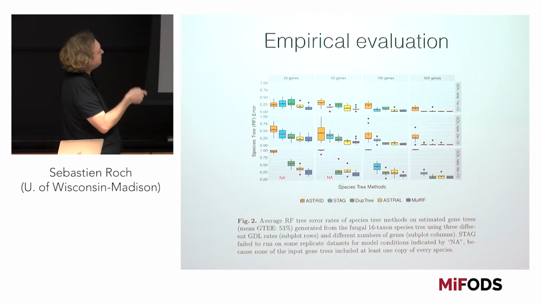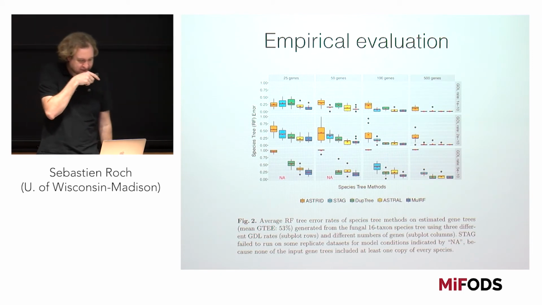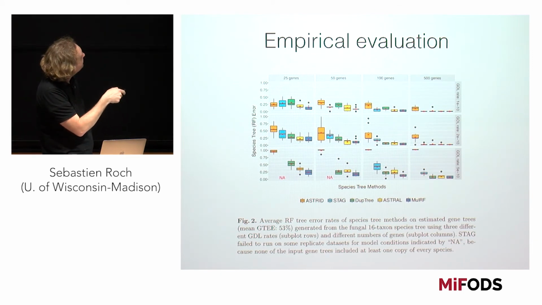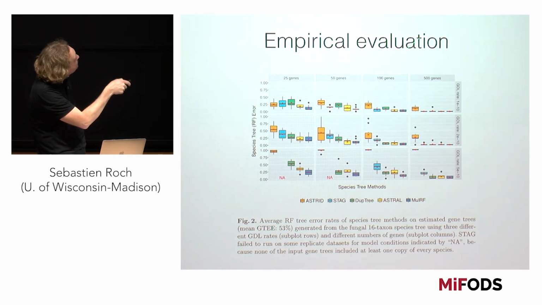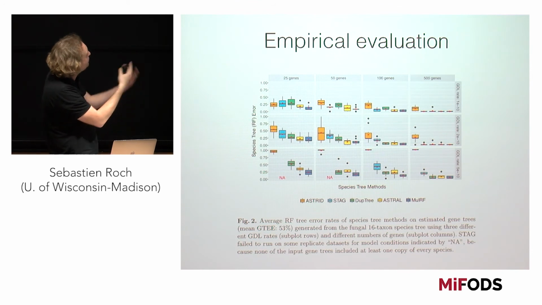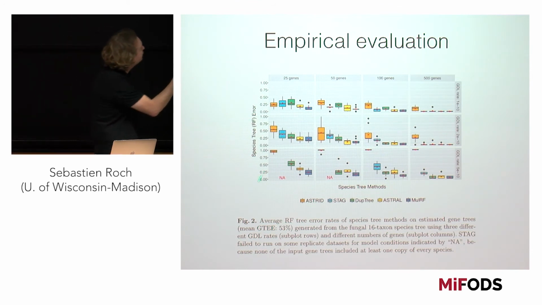We actually implemented this method to see how it does compared to other methods. What you're seeing here are simulated data sets on a real tree. They took some 16 species tree, and then for different numbers of genes, which are the columns, and different rates of duplication and loss, which are the rows, you get to see how accurate different methods are. The different colors are different methods. This scale just counts how many edges are incorrectly reconstructed, so the lower it is, the better it is.